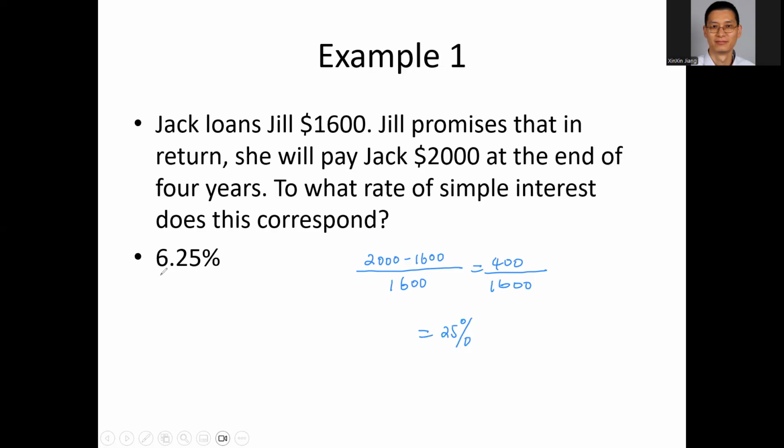And that's actually the same as this times 4. Okay.